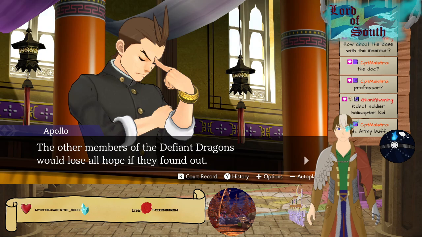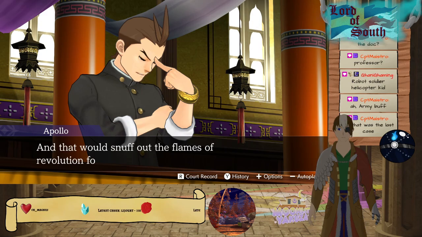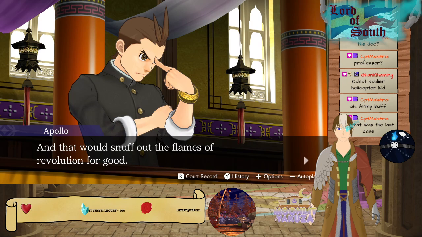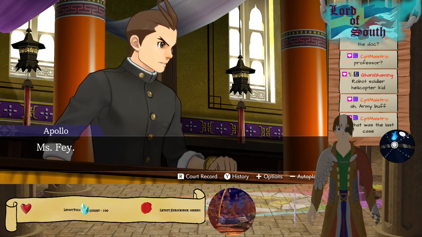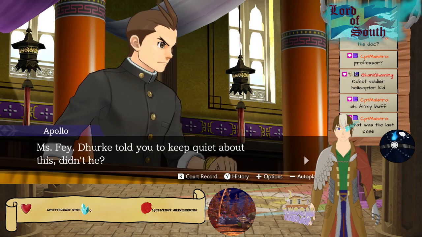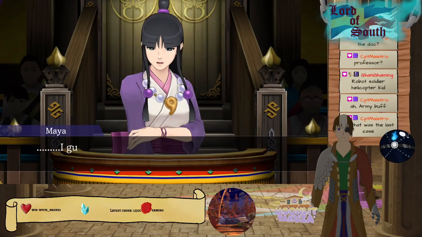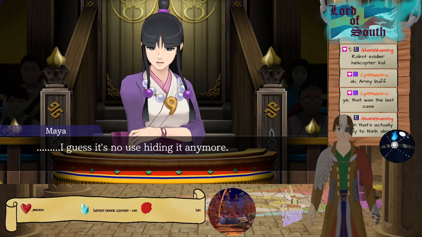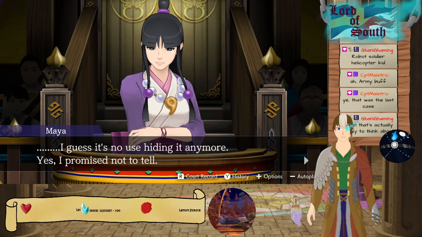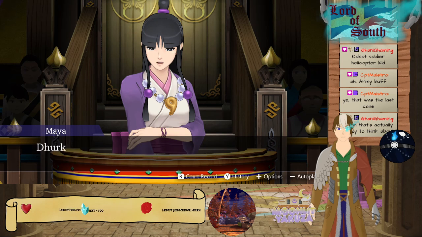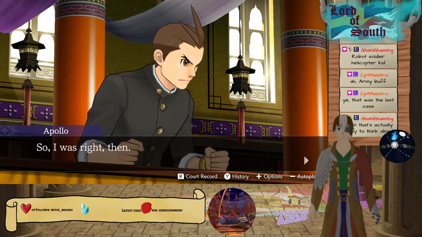The other members of the Defiant Dragons would lose all hope if they found out. And that would snuff out the flames of revolution for good. Miss Faye, Daruk told you to keep quiet about this, didn't he? I guess it's no use hiding it anymore. Yeah, I promised not to tell. Daruk made me promise before he died. So, I was right then.